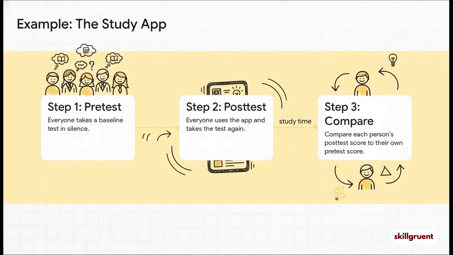Let's look at our study app again, but with this new design. We'd have just one group of students. First, every single one of them takes a baseline test in silence. That's our pre-test. Then, they all use the app and take a second, similar test. Now here's the magic. We aren't comparing Group A to Group B anymore. We are comparing each student's score to their own personal baseline score.